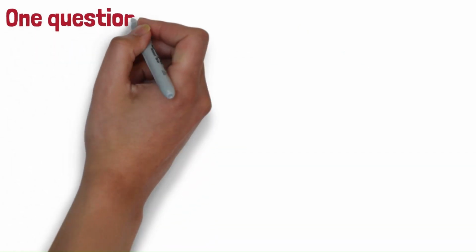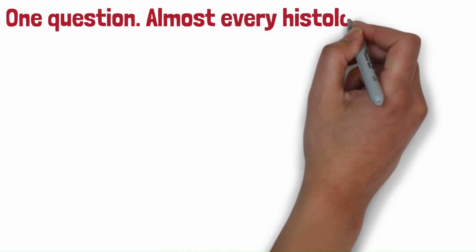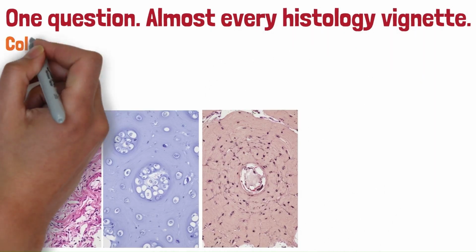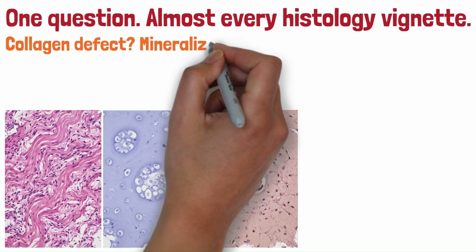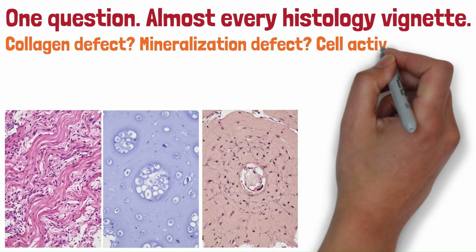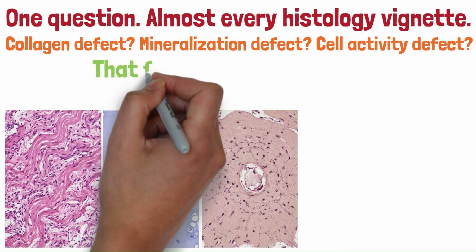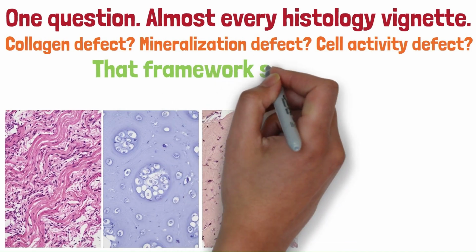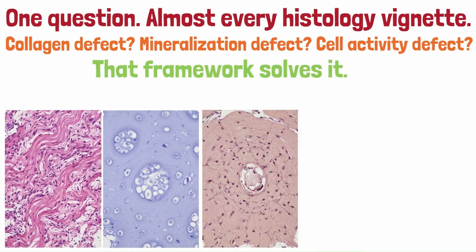Here's the single question that solves almost every USMLE connective tissue, cartilage, or bone vignette. Is this a collagen synthesis defect, a mineralization defect, or a cell activity problem? Get that framework down, and half these questions answer themselves.